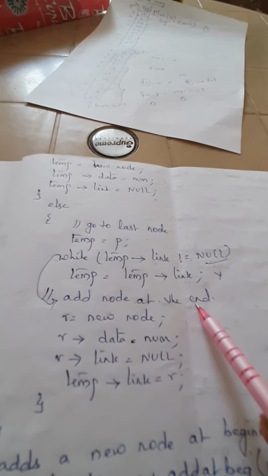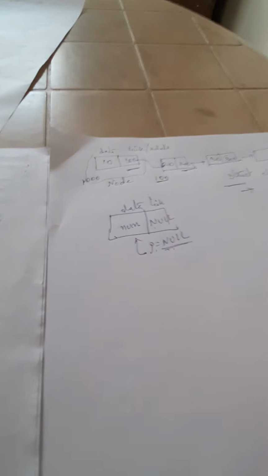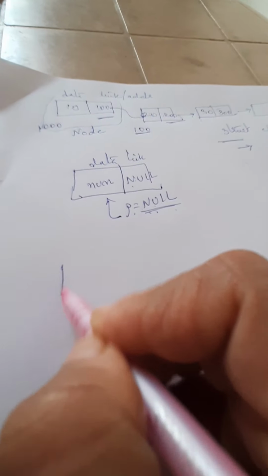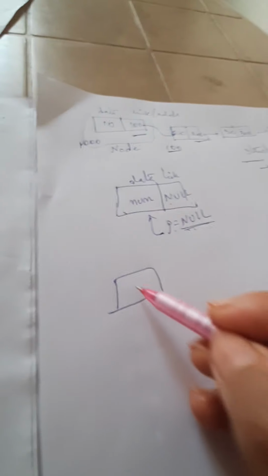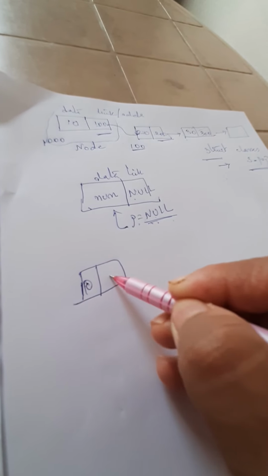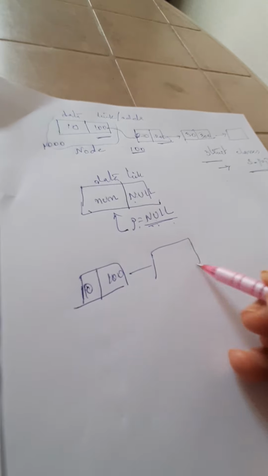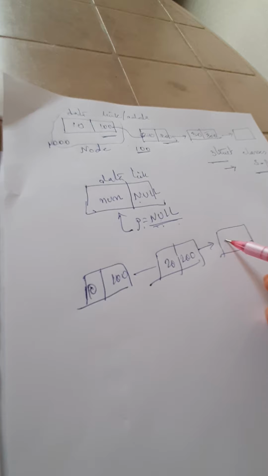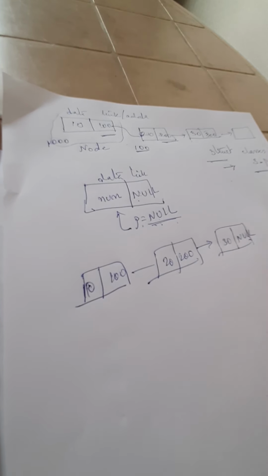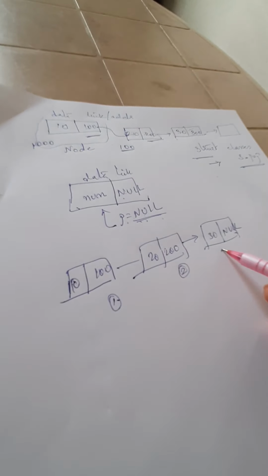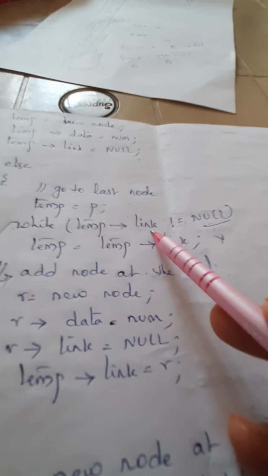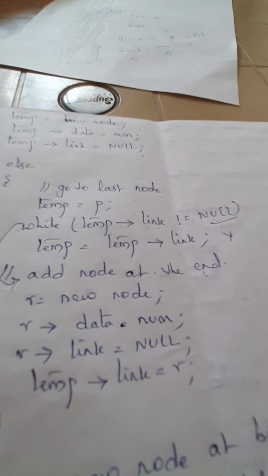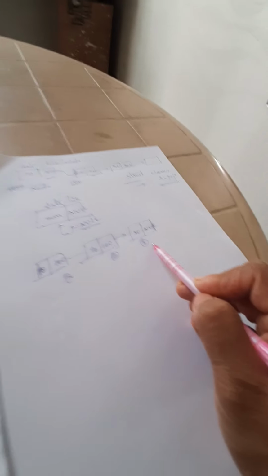So what you have to do now, if suppose I have added some elements. Now here I am just showing you if there are some elements present. 10 is there, 100 is the node address, then 20 is there, 200 is the node address, then 30 is there, and I have null here. Okay, so this is the first node, this is the second node, and this is the third node. Now since temp of link is null, that means it has reached the last node, that is the third node, then you have to add a node after this third node.